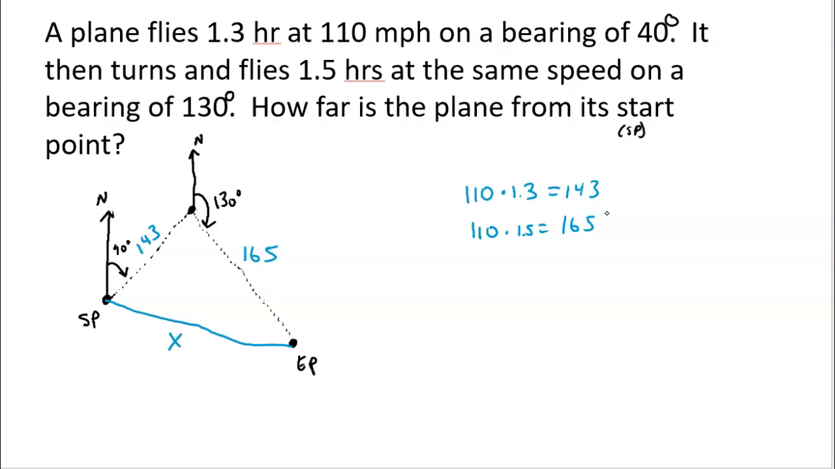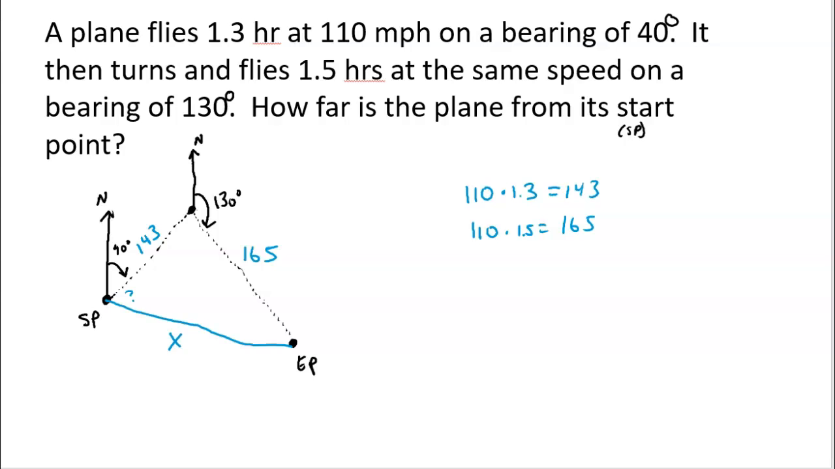Now, here is a problem. We don't actually know if the start point and the ending point are on an east-west line. So I don't actually know if this angle right here is 50 degrees, because this would be 40, and 40 plus 50. So I don't actually know that, but I have to figure out if this is a right triangle or not. So how do I do that? Okay, that's the tricky part. All right, so let's prove that it's a right triangle.